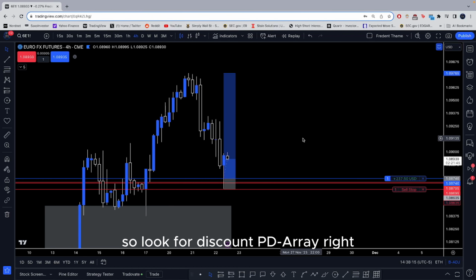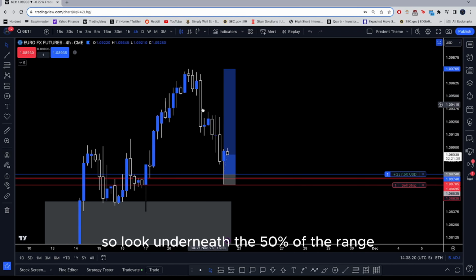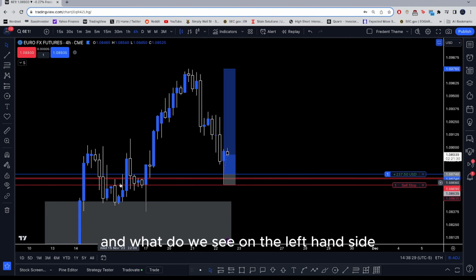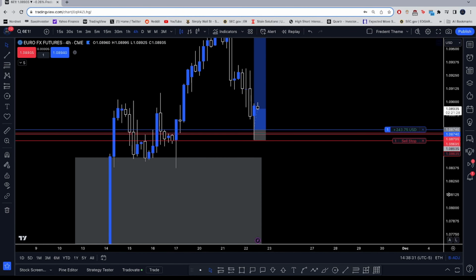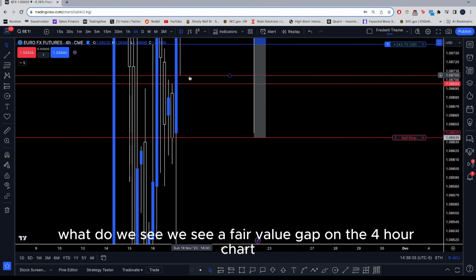So we look for a discount PD array, right? So what is a PD array? What is a discount? We'll look underneath the 50% of the range. So we look down here. And what do we see on the left hand side? If you zoom right in here, guys, what do we see? We see a fair value gap on the 4-hour chart.